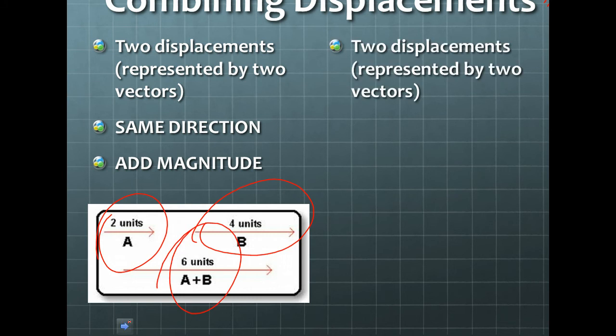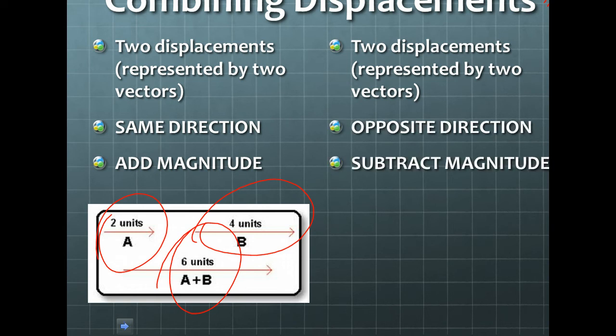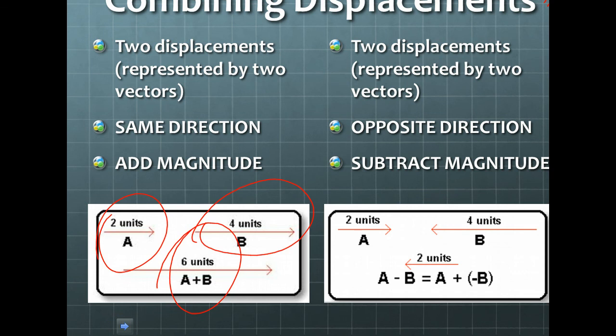If we have 2 displacements that are represented by 2 vectors or 2 arrows, and they're going in opposite directions, then you're going to subtract those numbers. So if I have this one that's 2 units, this one that's 4 units, but they're going in opposite directions, you would subtract those, and it would be going 2 in that direction. Okay, because this one's bigger, so it'd be going that way.